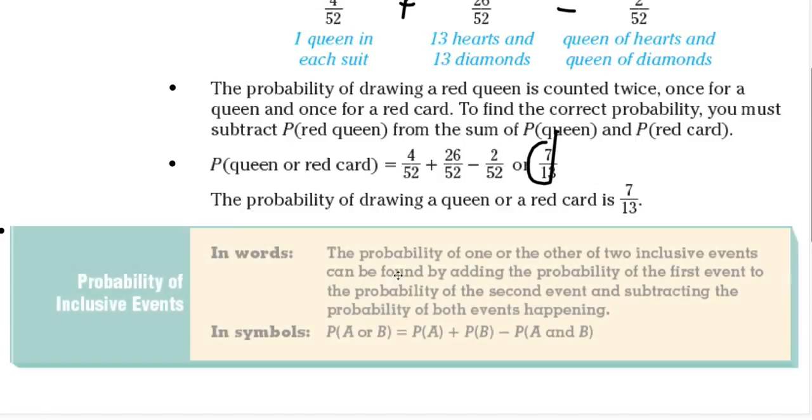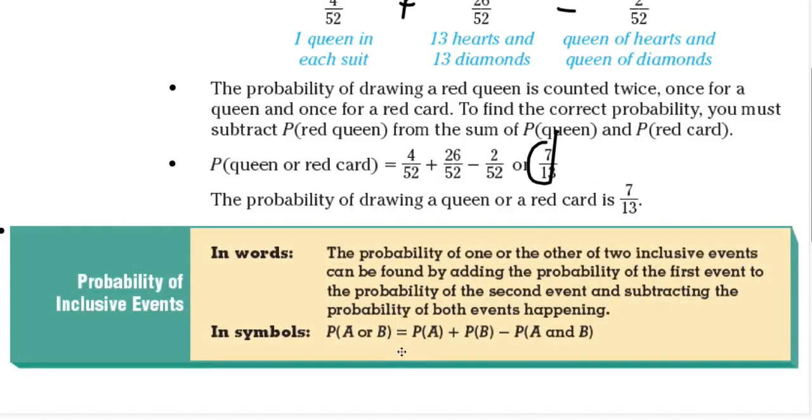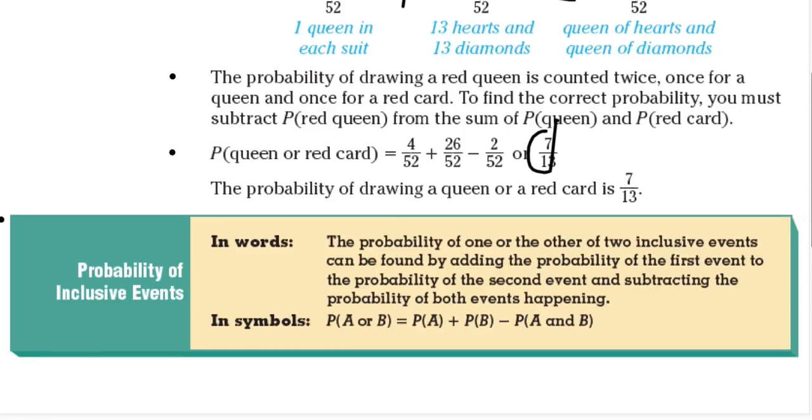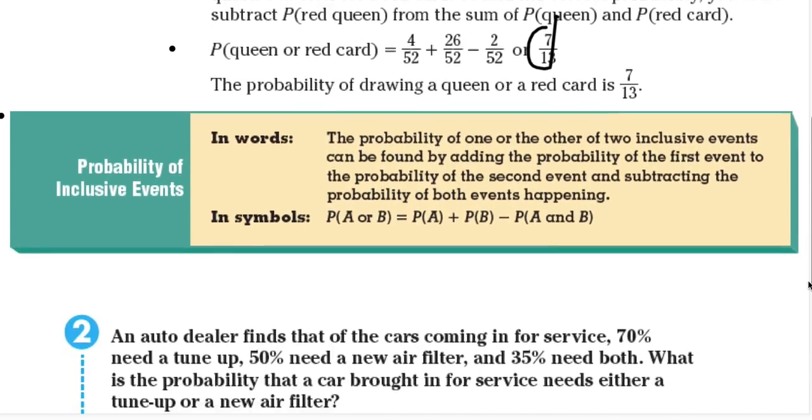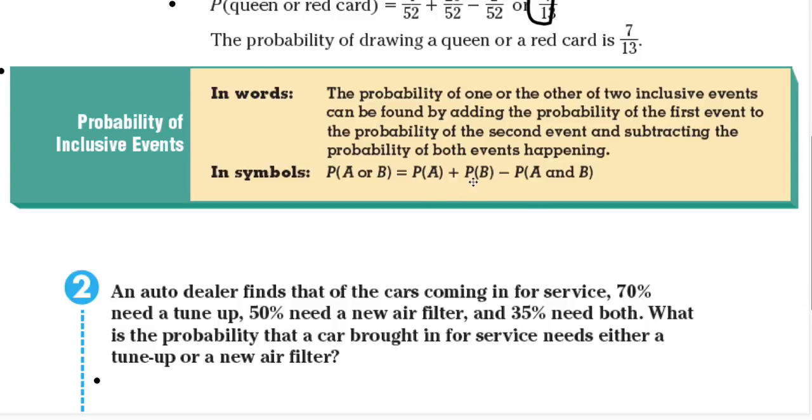and that brings us to the probability of inclusive events. The probability of one or the other of two inclusive events can be found by adding the probability of the first event to the probability of the second event and subtracting the probability of both events happening. And that's exactly what we did in that example. So the probability of A or B is equal to the probability of A plus the probability of B minus the probability of A and B happening.